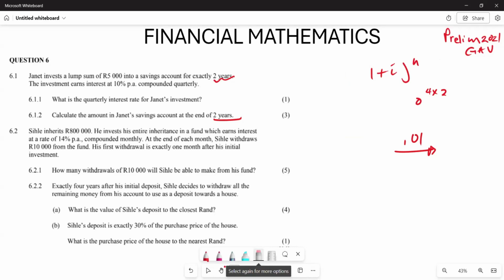Let me just try and break this down for you. They are saying Sihle received a fund of 800,000 and took this fund and instructed the bank that this 800,000 is going to remain in the bank. But instead of him taking the entire money, he's only going to take 10,000 each and every month, right? So now they want us to calculate the number of 10,000 withdrawals that Sihle will be eligible to make from this particular fund altogether.